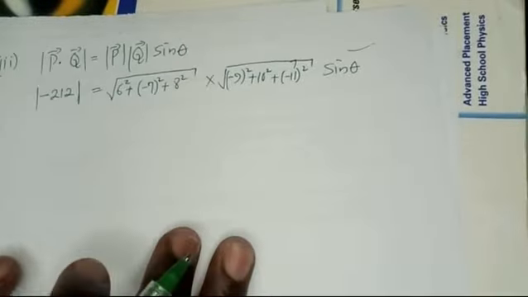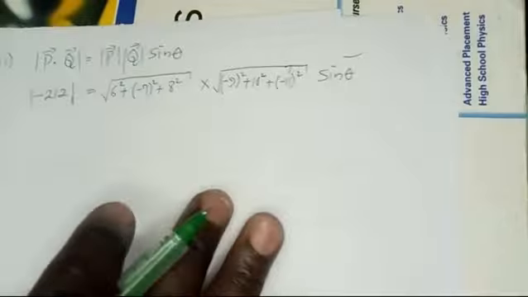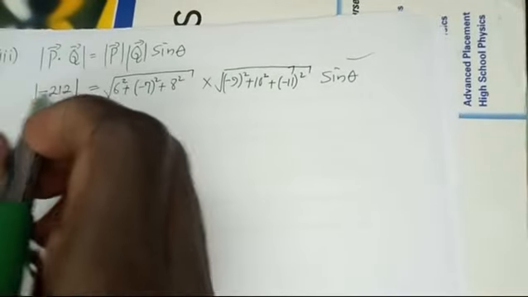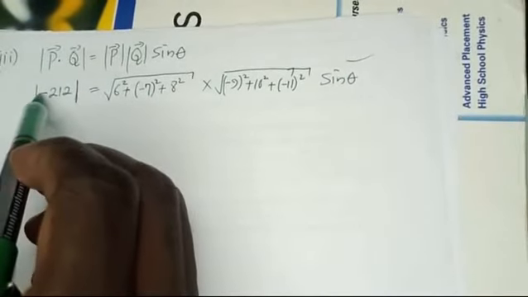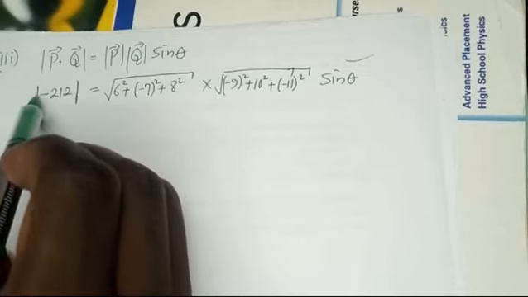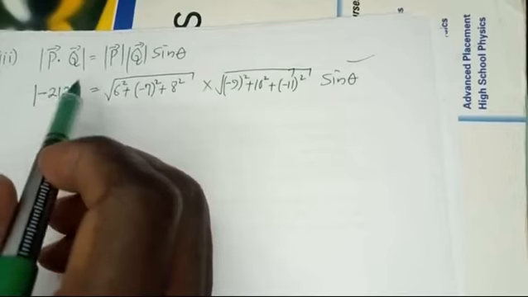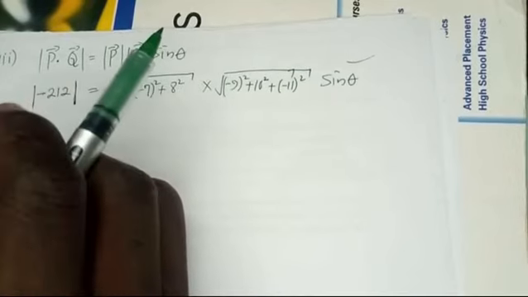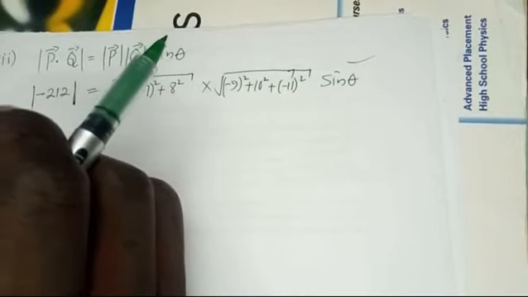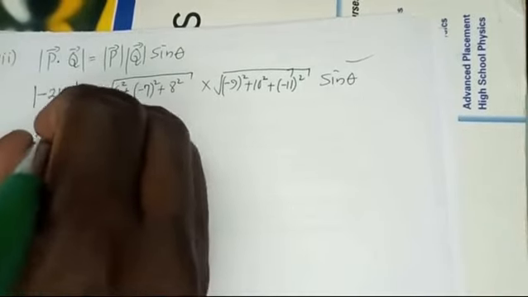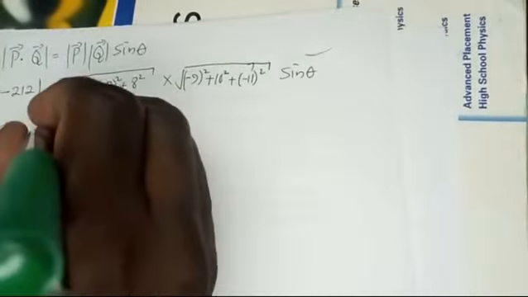Why do we put this bracket here? Because we want this negative sign to cancel. This is called the absolute value. You want to take the magnitude regardless of the sign, so you are ignoring the sign, and this will come out as just 212.